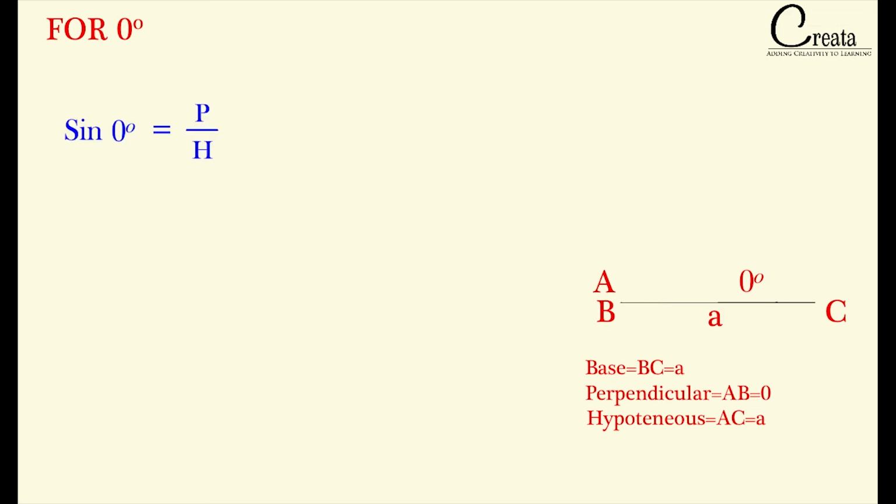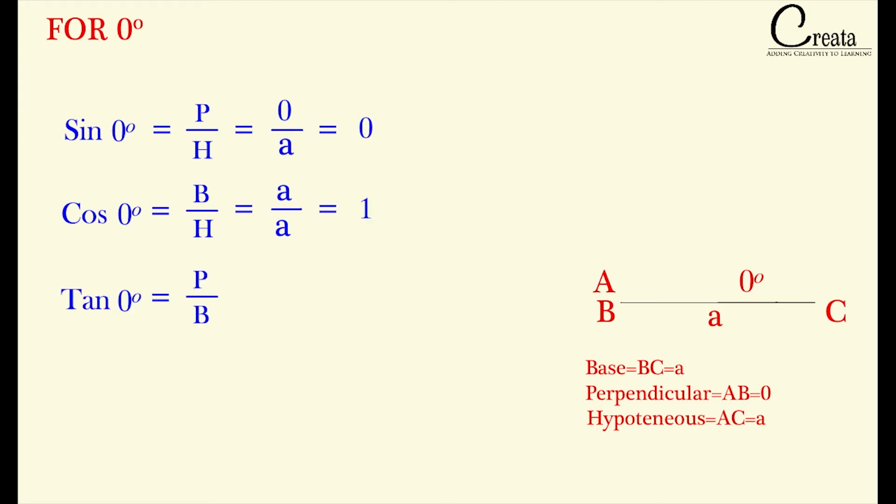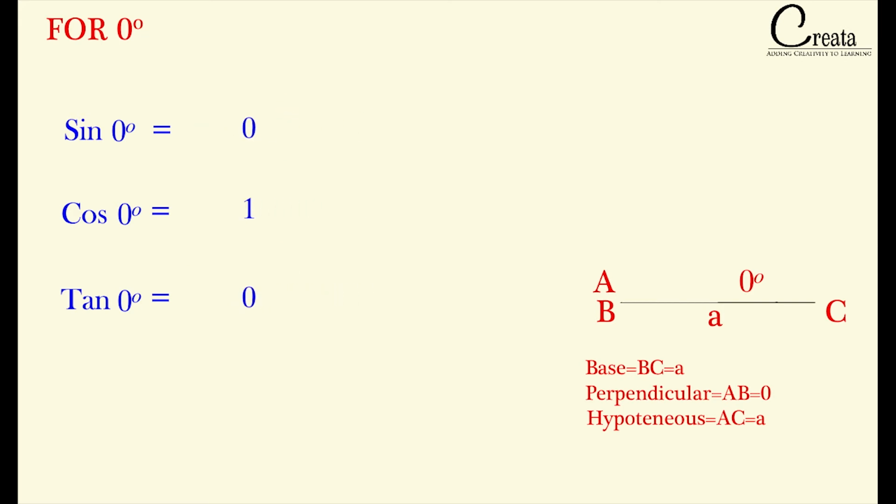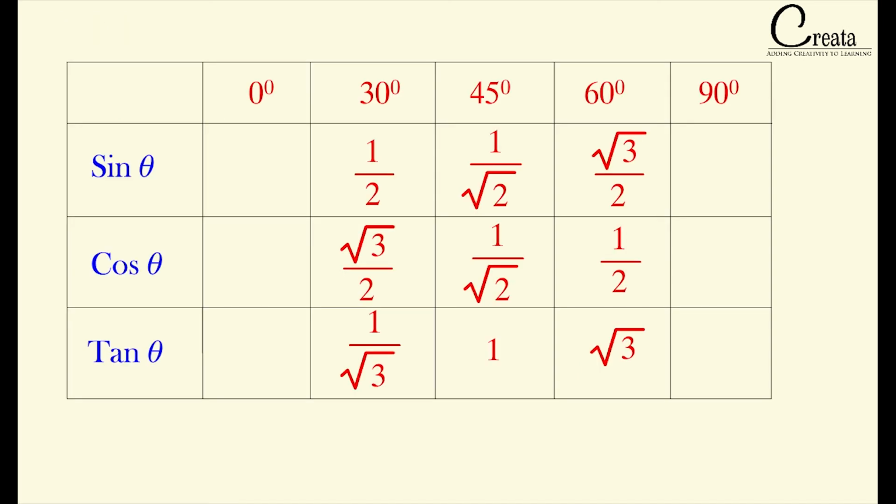Sin theta will be P by H, that is 0 by A, which will be 0. Cos theta will be B by H, that is A by A, that is 1. And tan 0 degree will be P by B, that is 0 by A, that is 0. Okay. So for 0 degree, we have calculated the three trigonometric ratios. Let's update the same in our trigonometric table. Sin 0, cos 0, tan 0. Okay. Now moving to trigonometric ratios for 90 degree angle.